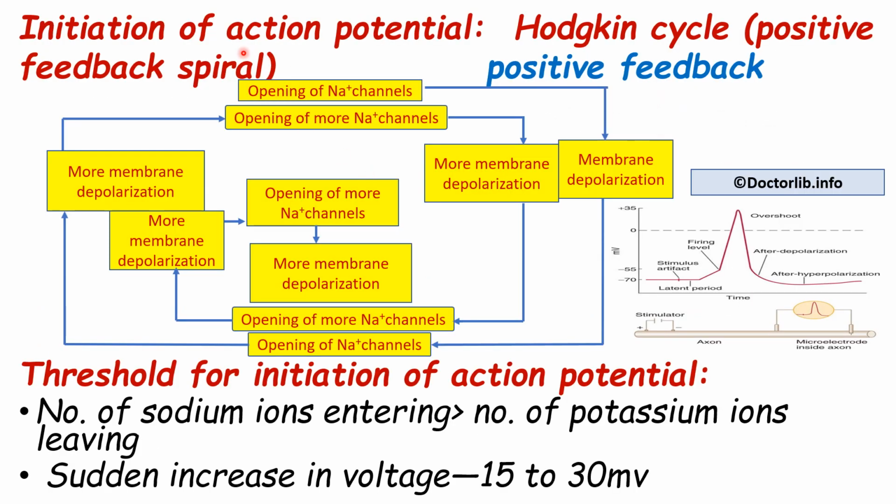Now why is there initiation of the action potential? You know that it is because of the stimulus, and this is given by the Hodgkin cycle, or positive feedback spiral. We have learned this while giving examples of positive feedback and negative feedback: we said that initiation of the action potential, or entry of sodium, is one of the positive feedbacks. So how does it work? There was a stimulus. This stimulus caused an alteration in energy; energy was made free.